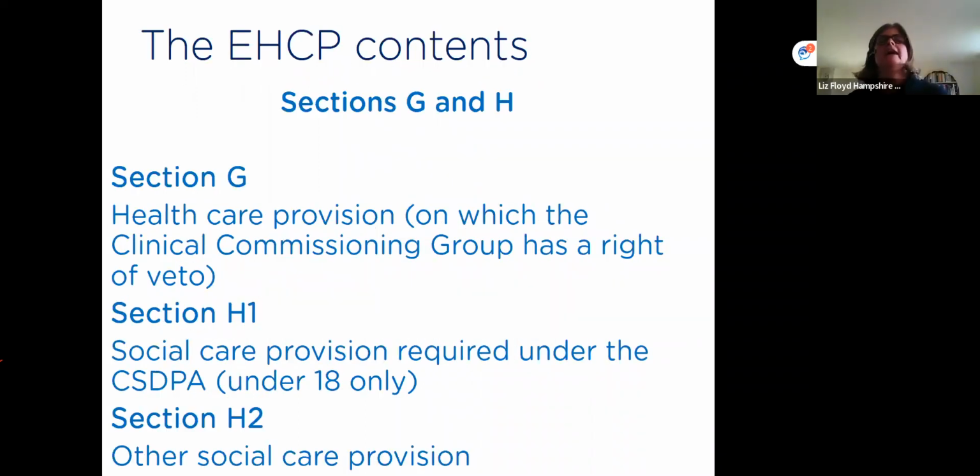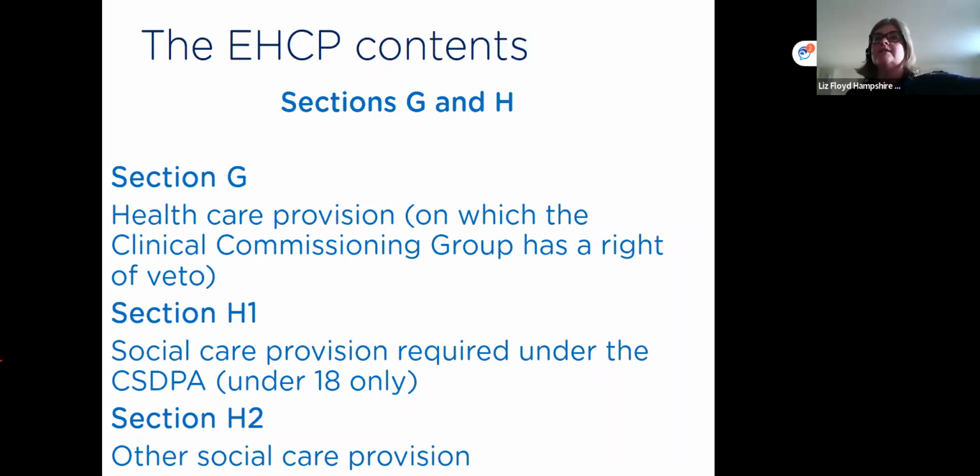Sections G and H, healthcare provision, and sections H1 and H2, so social care provision required under the CSDPA. I don't even know what that stands for, do you? I don't know. Yes, I think social care. Okay, so essentially though, earlier on, it was C and D.